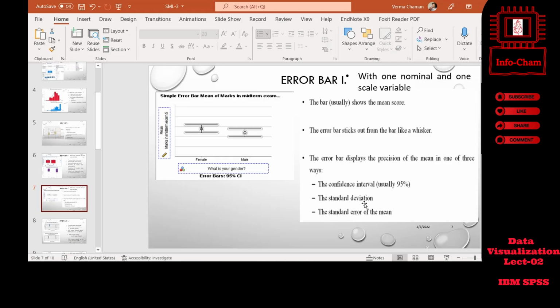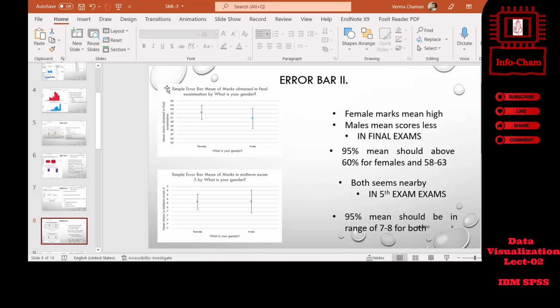Okay, standard deviation, it should tell the standard error of the mean. So can you see the last one is 95% CI. CI means confidence interval, or sometimes we say confidence level. It doesn't matter. Okay, so the same thing.